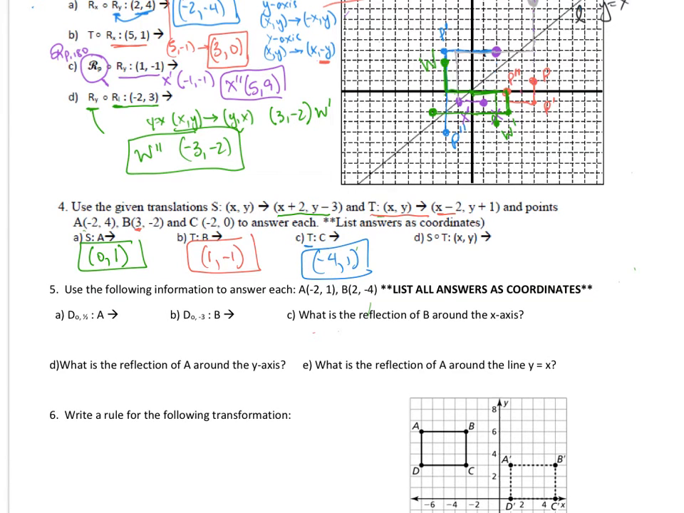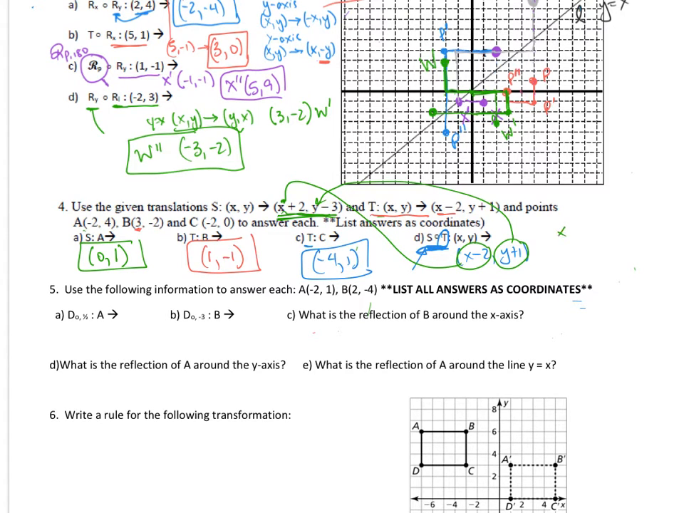And then finally, I've got a composite right here, composition. So I need to do the T first, inside out, the transformation xy. Well, I'm not given a coordinate to work with. So this transformation xy is just x minus 2, y plus 1. And now I need to do the S transformation, which is x plus 2, y minus 3. So what I'm going to do is this goes into the x right there. This will go into the y right there.